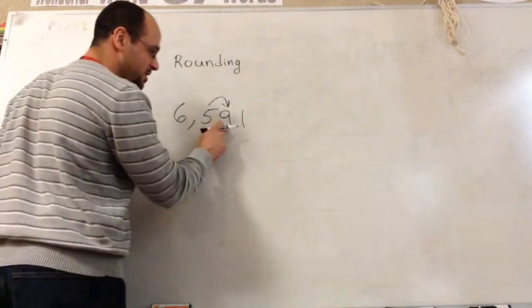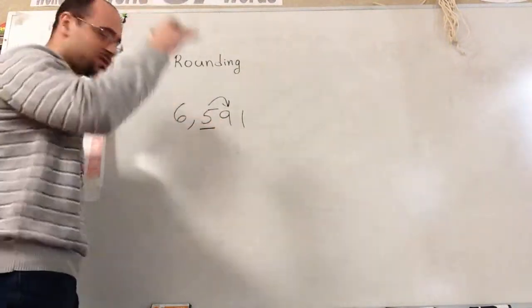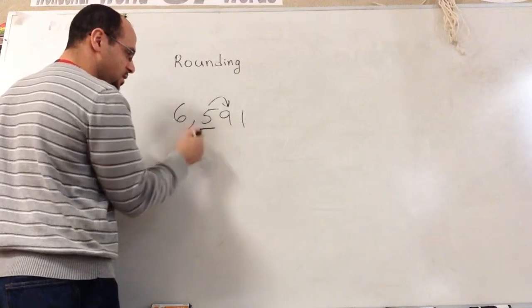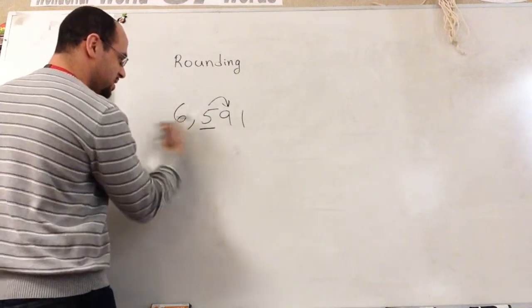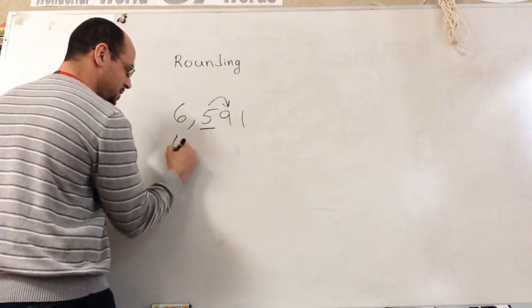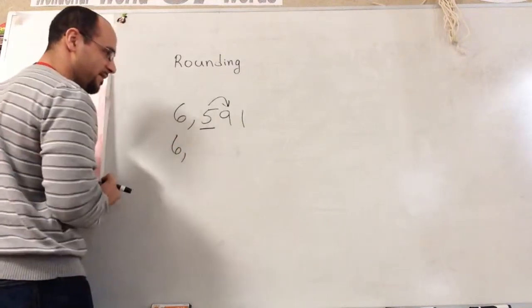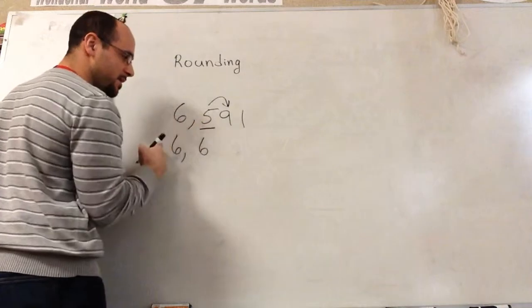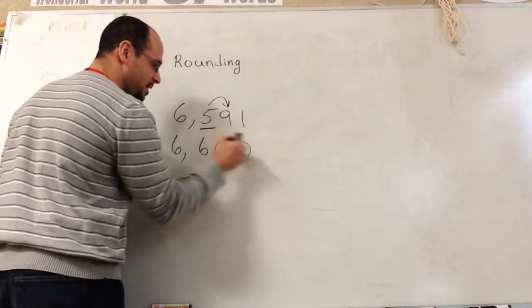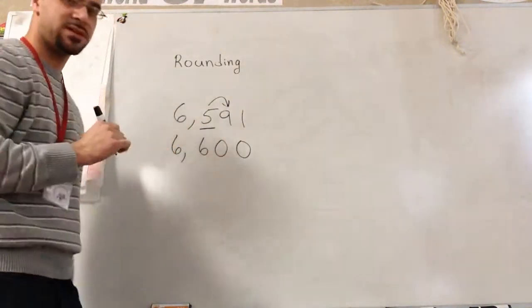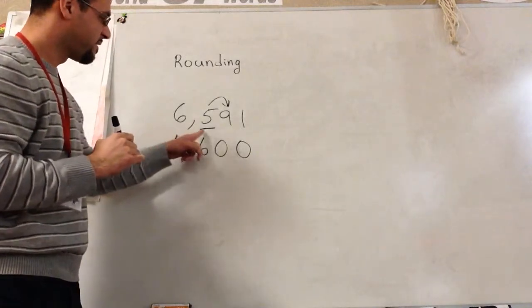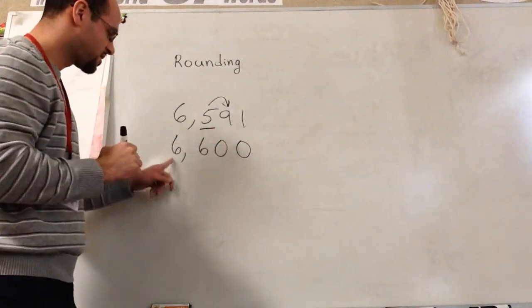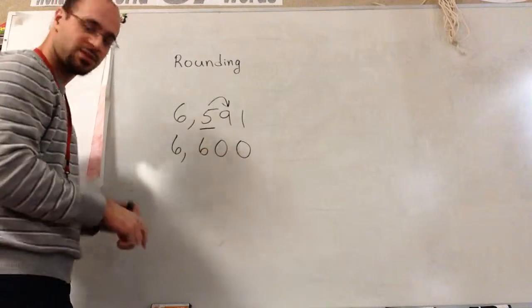So here's my neighbor, it's 9. 5 or more, let it soar. So that means this digit is going to go up. Every digit to the left is going to stay the same. There's only one digit to the left. This is going to go up because the 9 is making it go up. And every digit to the right of the rounding house is going to be a 0. So instead of 6,591, you have 6,600. Let's try another.